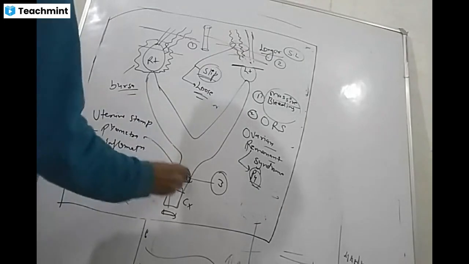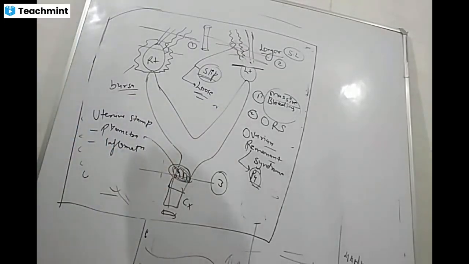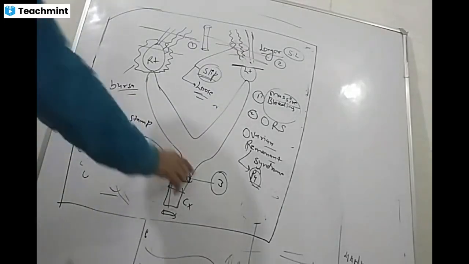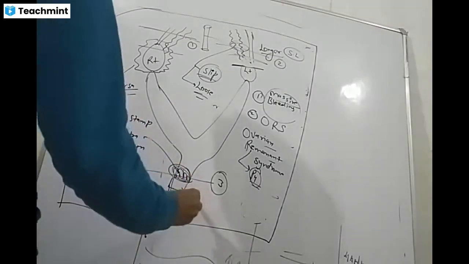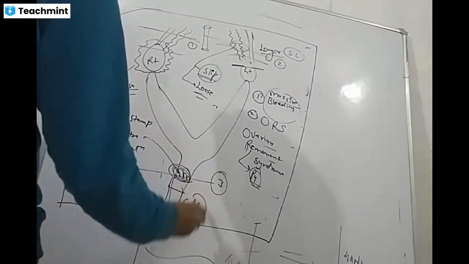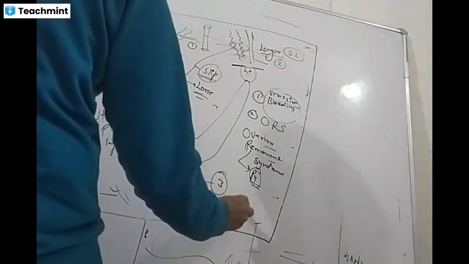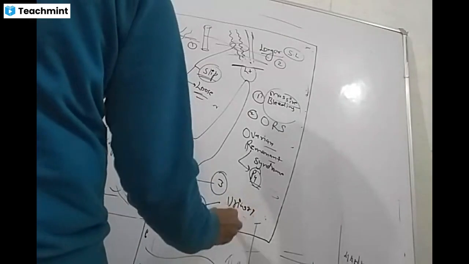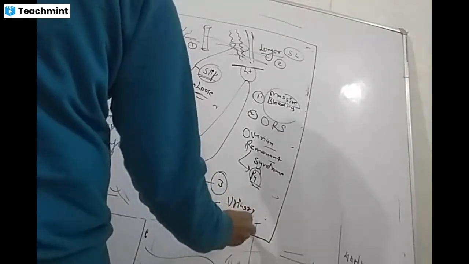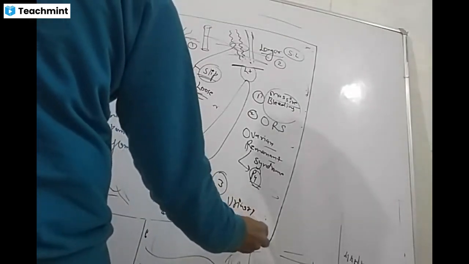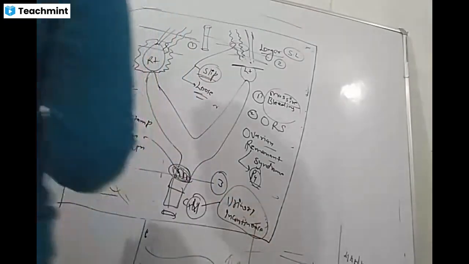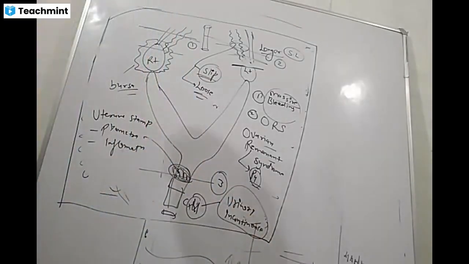So these are the complications. And the fourth complication, which is related to the hair, number 4, is urinary incontinence. Urinary incontinence.